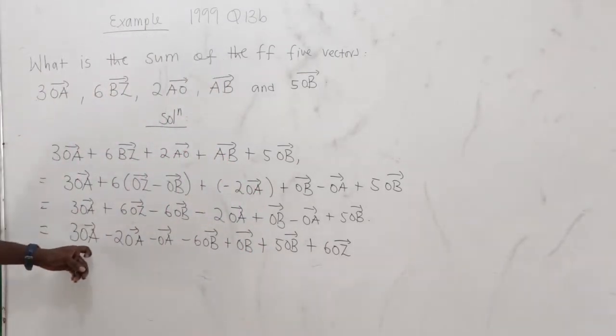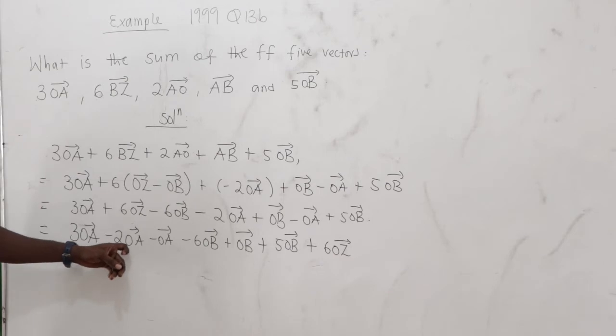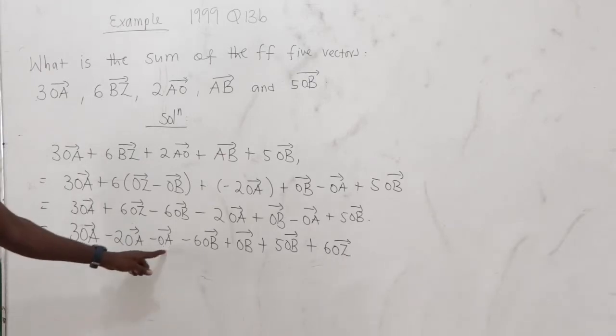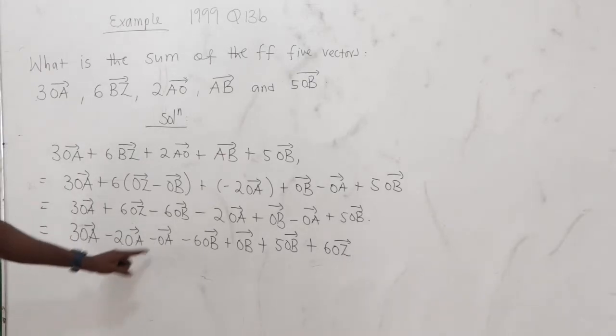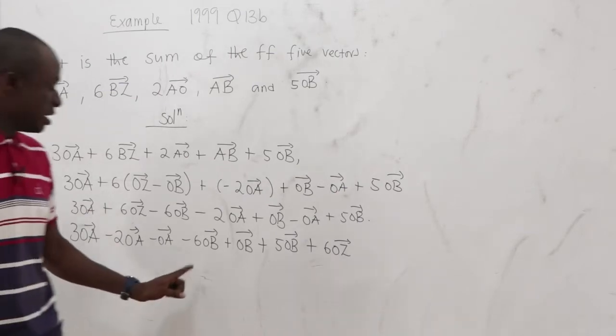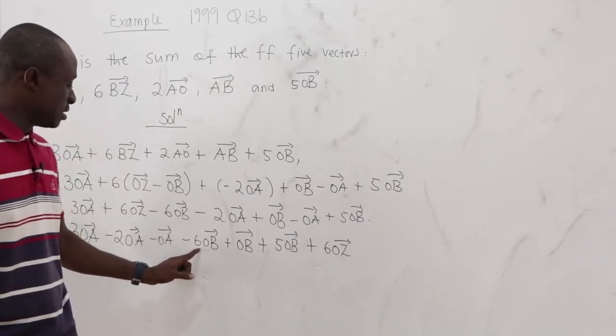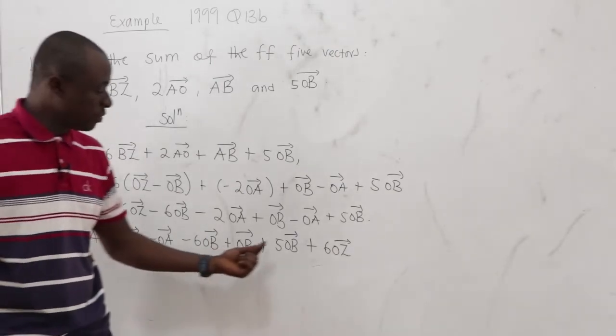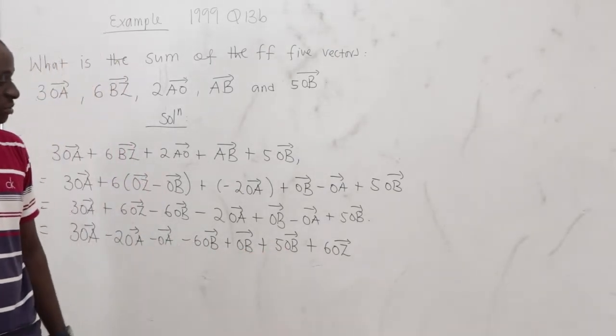Now 3OA minus 2OA, that is OA, then minus OA, that will be what? 0. So this will cancel out that. This and this is negative 3OA plus 3OA, that will be 0. Now this 6OB plus OB, that's negative 5OB. Negative 5OB plus 5OB, that is 0.